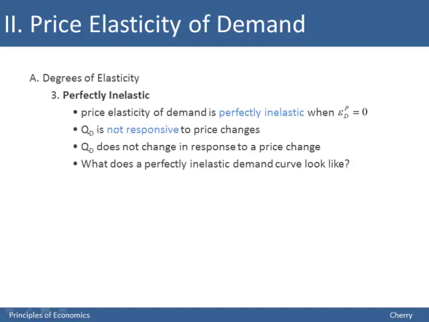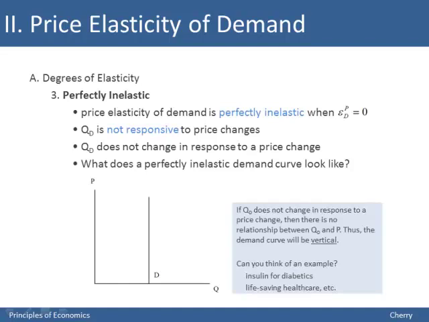So what does this look like if we graph it out? That's going to be a vertical demand curve. You can see graphically, you can pick any price, change it from one point to another point, and you're not going to change the quantity demanded. This is a special case of inelastic demand. You can think of a couple of examples. Some healthcare, life-saving healthcare, it doesn't really matter what the price is, you're going to purchase it. Insulin for diabetics, those things that you need, and price is not an issue.